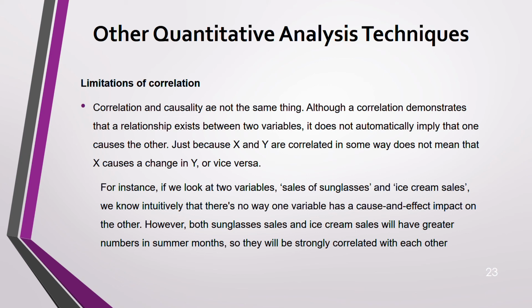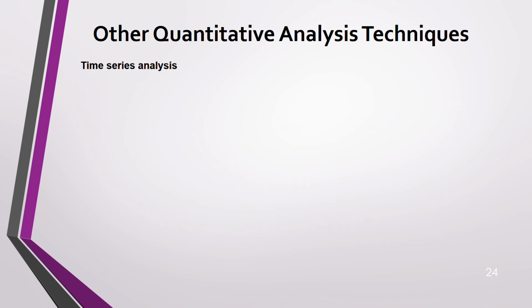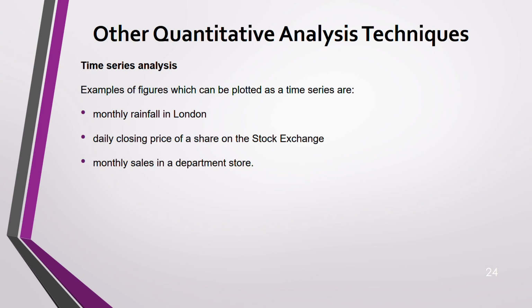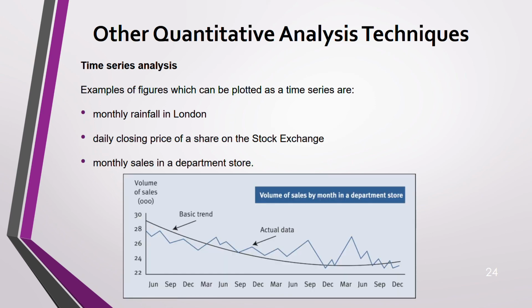The sale of sunglasses will not cause a sale of ice cream. Understood? Time series analysis, the third. It can be plotted on a time series. These are the examples: monthly rainfall in London, daily closing sale price of shares on a stock exchange, monthly sales in a department store, and this is the diagram of the time series analysis.